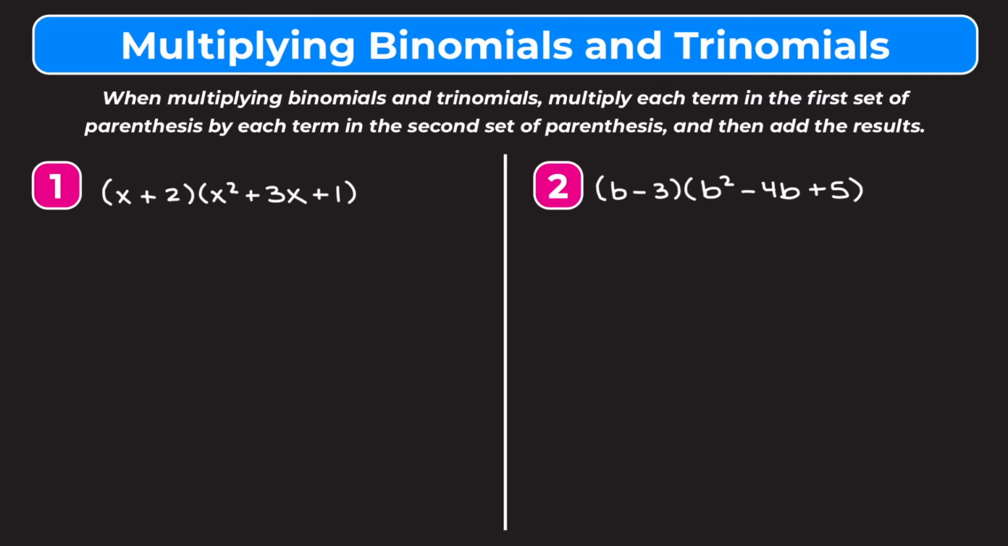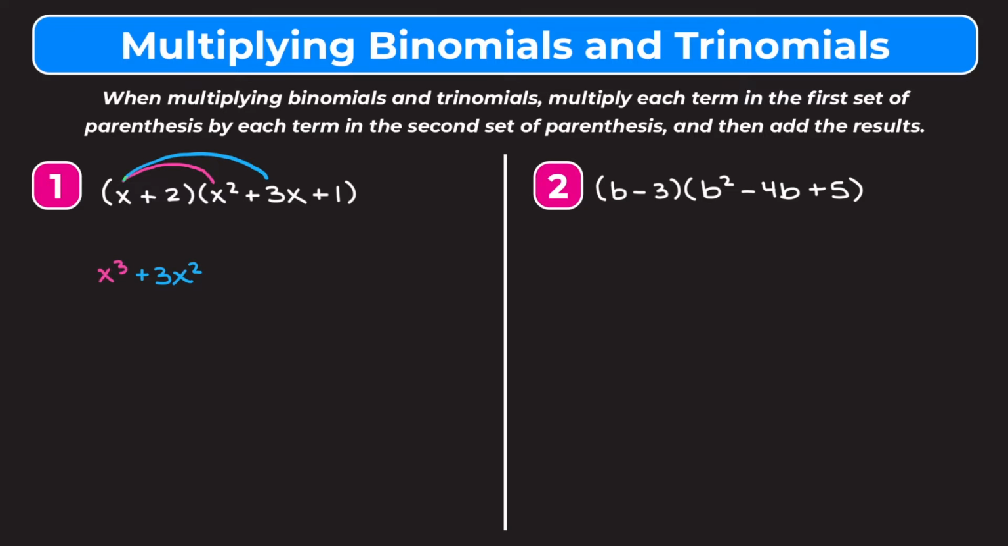So for number 1, in the first set of parentheses, we have an x and a 2. So I have to multiply each of those terms by each of the three terms in the second set of parentheses. So I have to take this x and multiply it by x squared. So x times x squared is going to give me x cubed. I have to take the x and multiply it by 3x. So x times 3x is going to be a plus 3x squared.